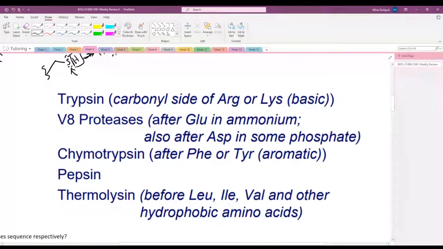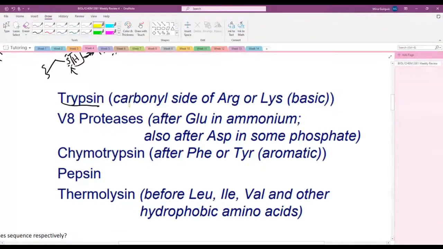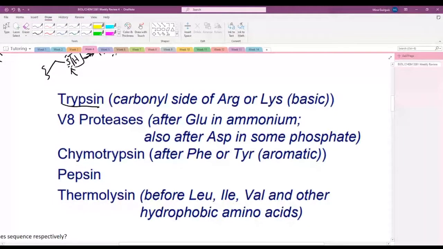So trypsin, which is what we were dealing with right now, and I'm going to highlight this because it's very important for this question, but also I believe trypsin is always one of the ones we have to memorize for this class. It cleaves to the carbonyl side of a basic amino acid.